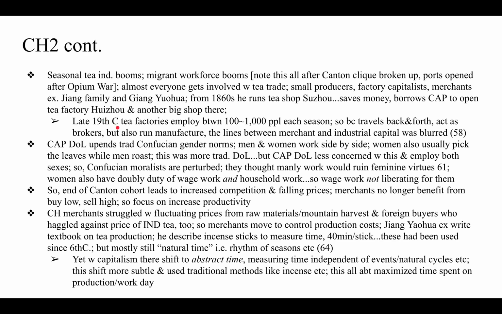In the late 19th century, tea factories employed between 100 to 1,000 people each season. Because the guest merchants were traveling back and forth and acting as brokers, but they were also running manufacture, the lines between merchant and industrial capital were kind of blurred at this time. Liu talks about how capitalism and the capitalist division of labor undermined traditional Confucian gender norms.